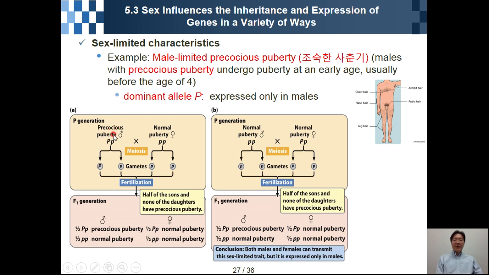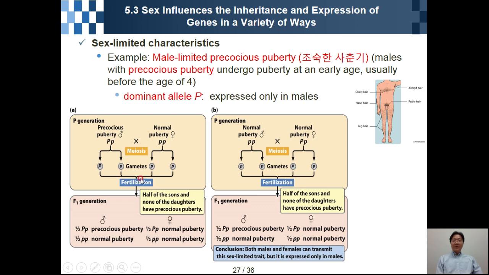precocious puberty, so they have a large P, small p. And she experienced the normal puberty. The genotype is small pp. After meiosis, sperm has a large P or small p. The egg will have small p.